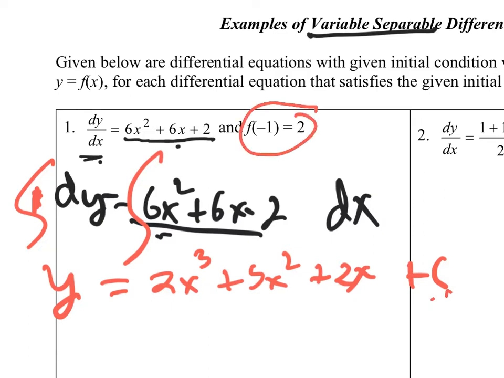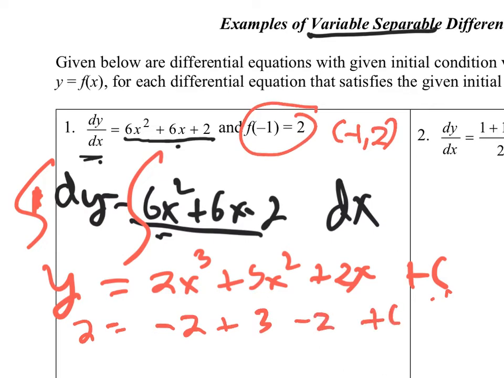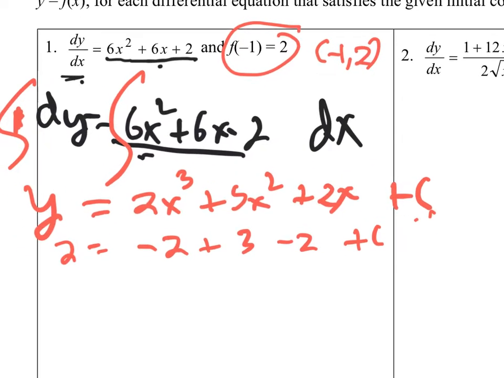So I take this ordered pair, negative 1 comma 2, and I plug that in to get 2 equals negative 1 cubed, which is still negative. That becomes a negative 2 plus a negative 1 squared, which is positive, so it's times 3. So that's a positive 1 times 3, 3. A negative 1 times 2 is minus 2, plus C. And then I solve it for C. So negative 2, negative 2 is a negative 4. Negative 4 plus 3 is a negative 1. So it's 2 equals negative 1 plus C. C must be, if I did everything right.